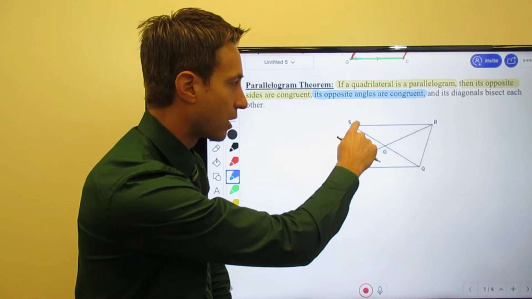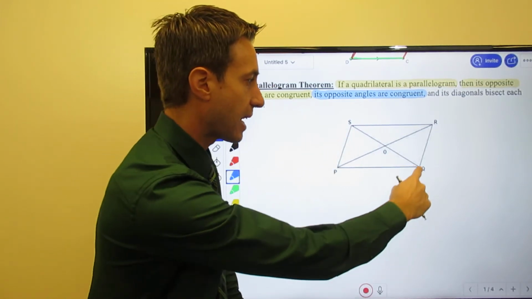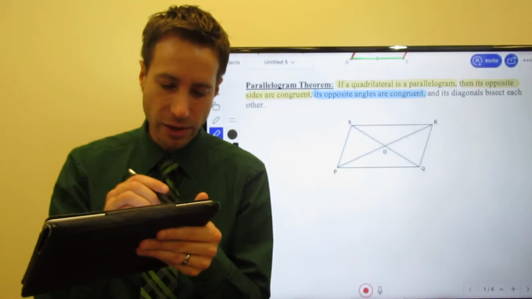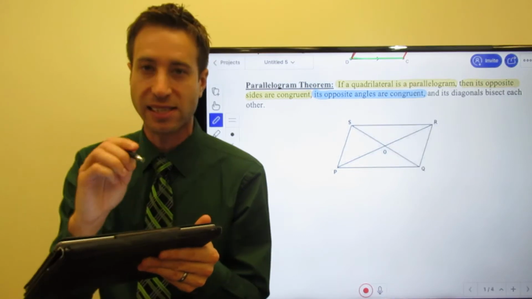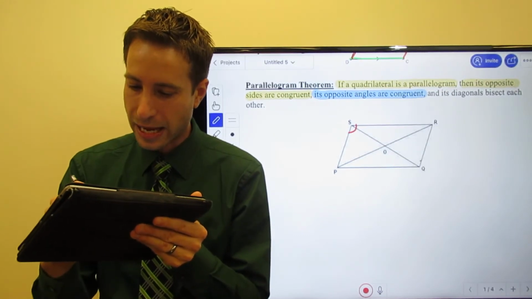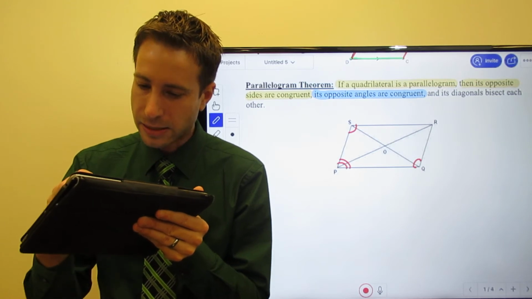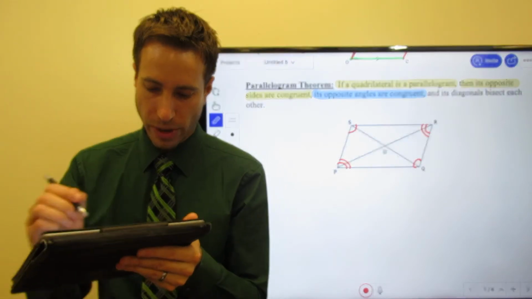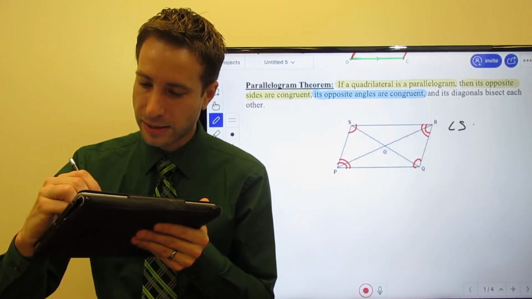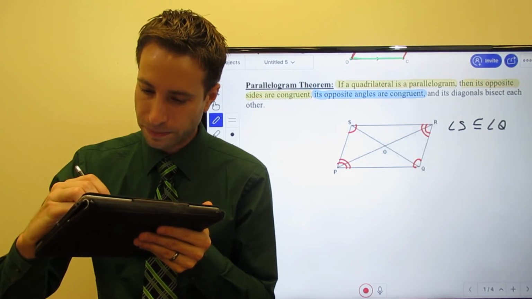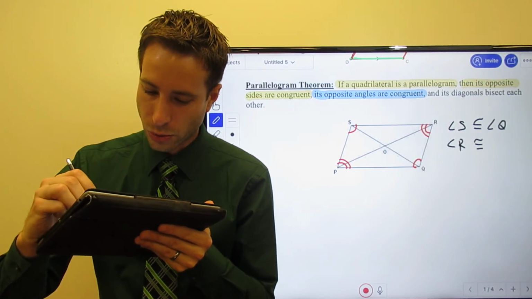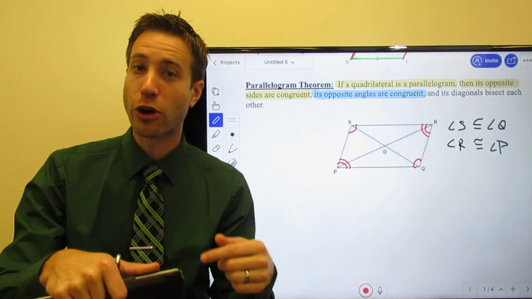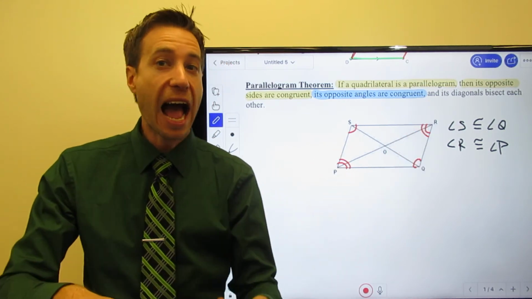What I have is this angle S and its opposite angle Q, and the theorem says opposite angles are congruent. So the simple idea is this: angle S is congruent to angle Q, and angle P is congruent to angle R. Opposite angles are congruent. I could write that simply right here. So that's the next relationship in a parallelogram about angles. Opposite angles have to be congruent.